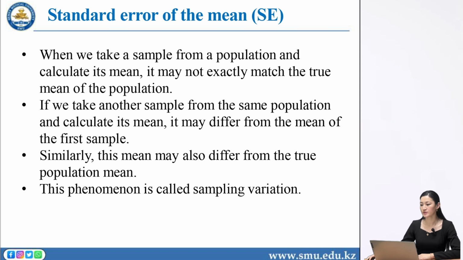Standard error of the mean. When we take a sample from a population and calculate its mean, it may not exactly match the true mean of the population. If we take another sample from the same population and calculate its mean, it may differ from the mean of the first sample. Similarly, this mean may also differ from the true population mean. This phenomenon is called sampling variation.